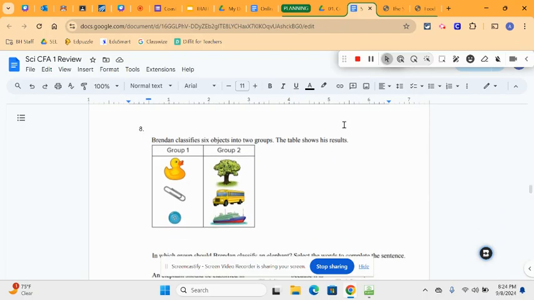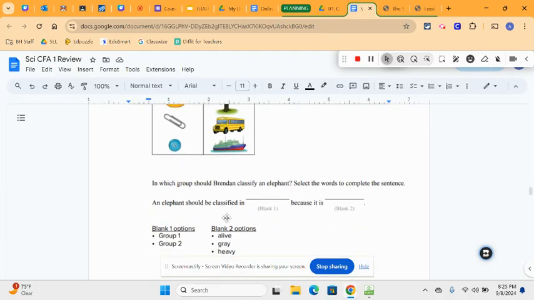Okay, number 8. Again, we've got the same exact picture up there at the top. Brendan classifies 6 objects into 2 groups, and the table shows his results. We still have the same results: the rubber duck, the paper clip, and the button, and over here a tree and a school bus and a ship. It says, in which group should Brendan classify an elephant? Select the words to complete the sentence.